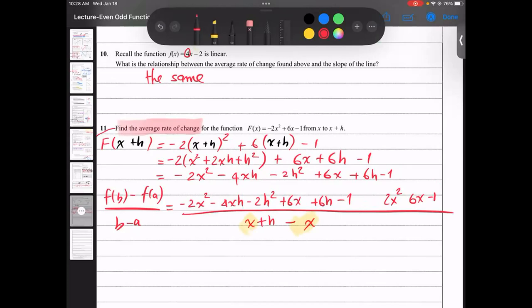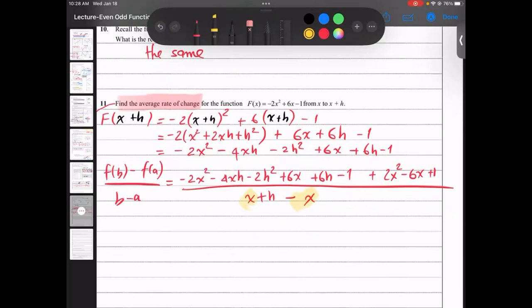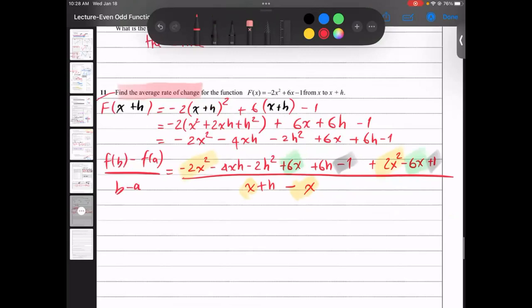So plus, minus, plus. Or you can do one more step. This is my favorite part right here. This one cancels. What else? 6x and negative 6x. Negative 1, positive 1. What's left? Negative 4xh minus 2h squared plus 6h over h.